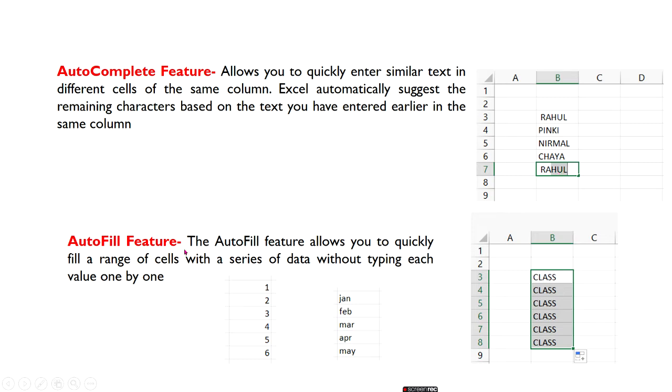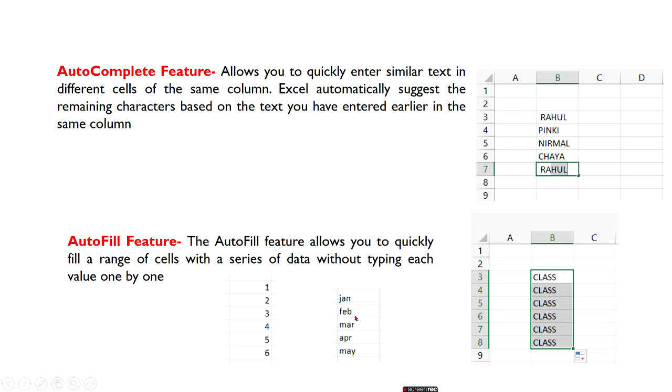Another one is the autofill feature. As the name suggests, data will appear automatically. The autofill feature allows you to quickly fill a range of cells with a series of data without typing each value one by one. If you want to generate a series of numbers, you write the first number, the second number, select these cells and drag. As a result, the values are generated automatically, so you will be able to save your time.